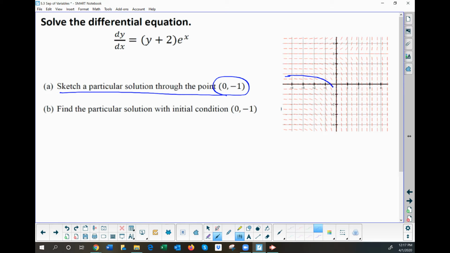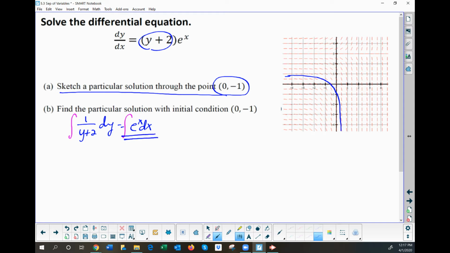Find the particular solution. Okay, that's separation of variables. So I am going to divide by this. I'll have 1 over y plus 2 dy equals e^x dx. We want to integrate both sides, so add an integral symbol. And now let's integrate. Integration on the right is easy. e to the x is e to the x. But what about the one on the left? It's not too bad, but you may want to use a u substitution.